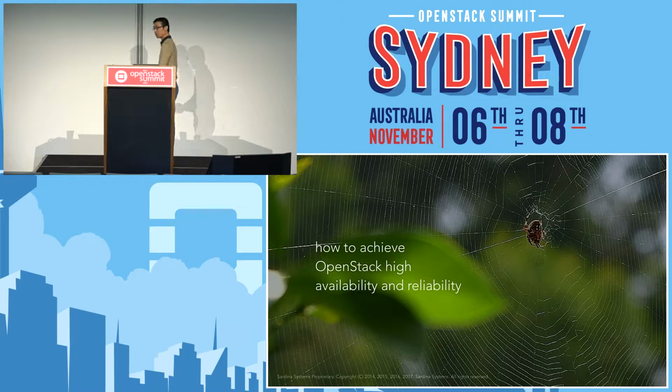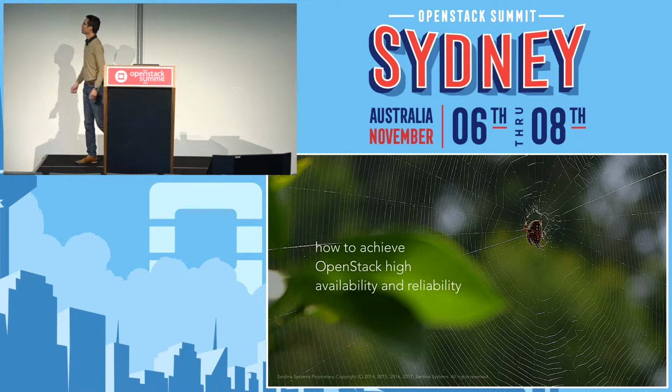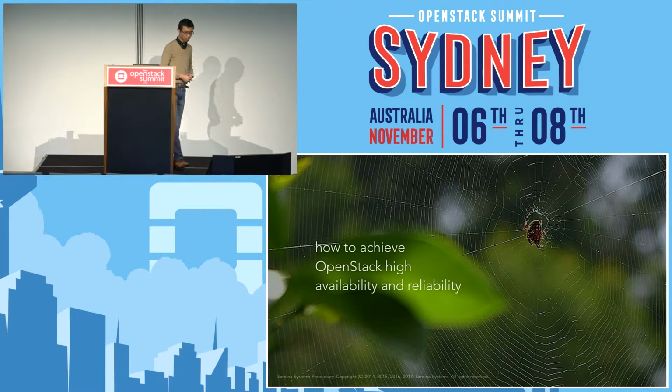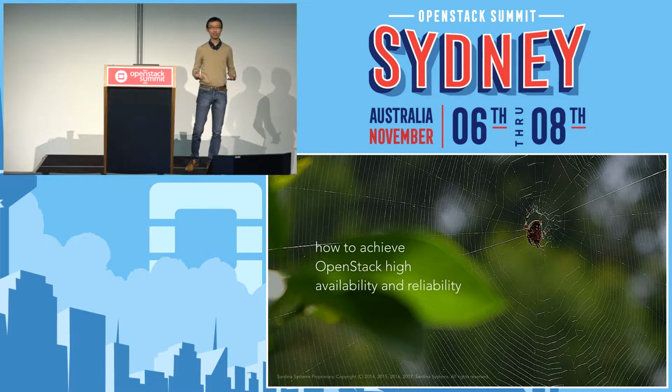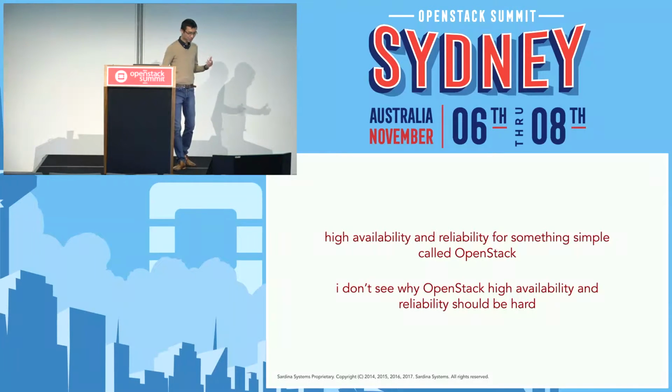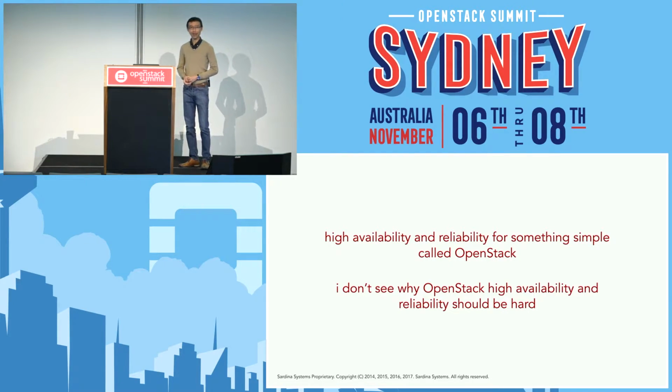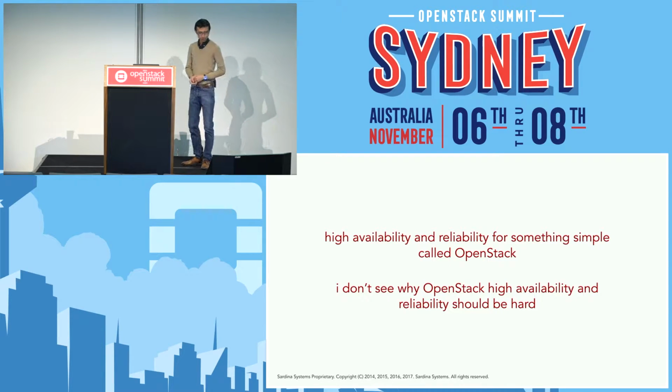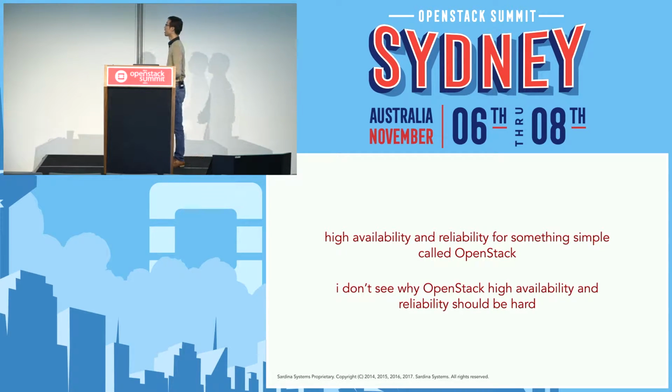Right, today I want to talk to you about how to achieve OpenStack high availability and reliability. The aim of this talk really is to look at, is high availability really that hard? When crafting this presentation, I was thinking, what else could the presentation be called? It could be called high availability and reliability for something simple called OpenStack. Or it could be, I don't see why OpenStack HA and reliability should be hard.